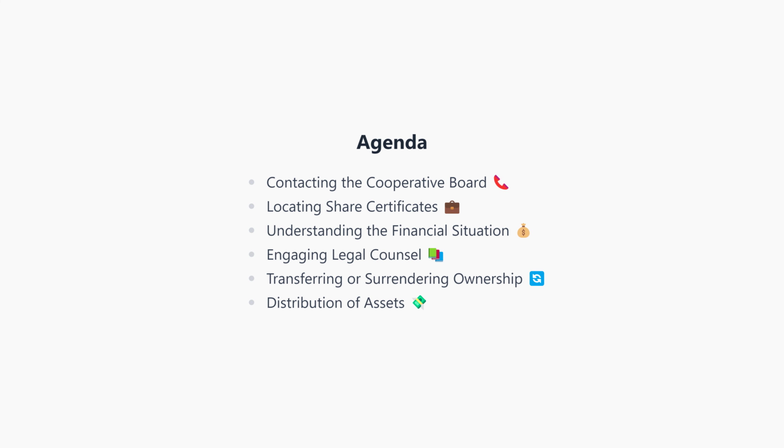relative's cooperative apartment. This includes contacting the Cooperative Board, locating share certificates, understanding financial obligations, engaging legal counsel, transferring or surrendering ownership, and finally the distribution of assets.